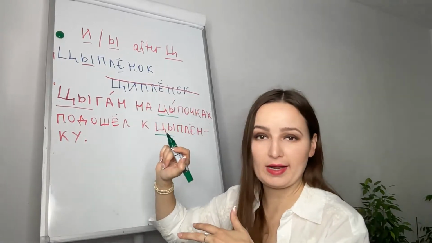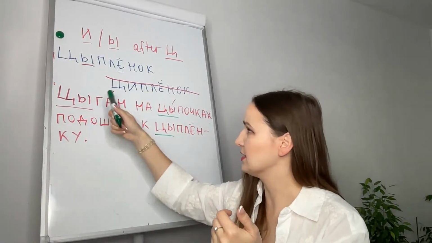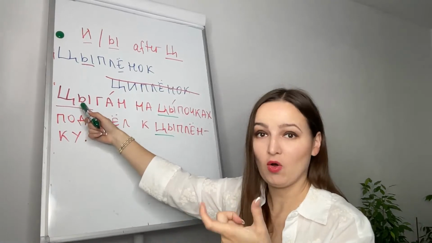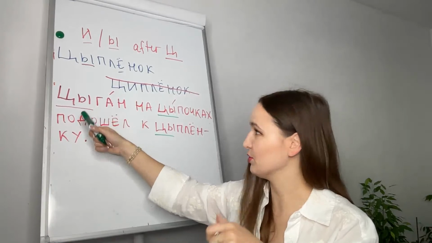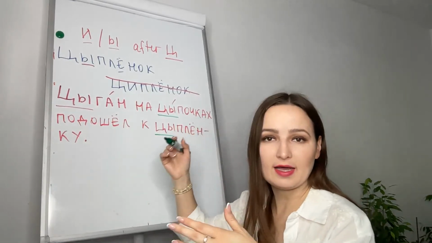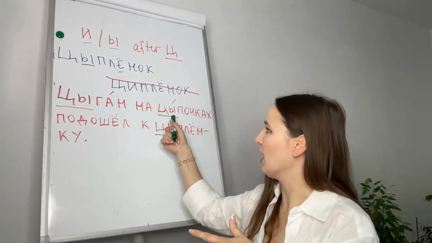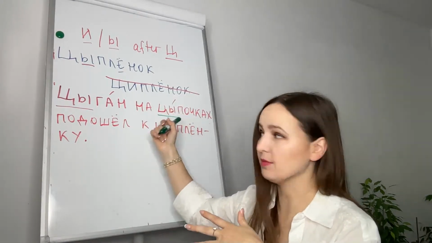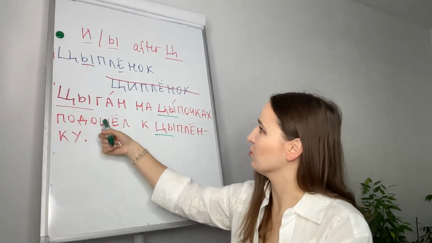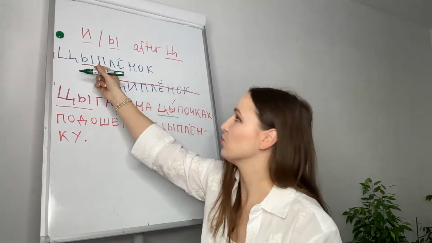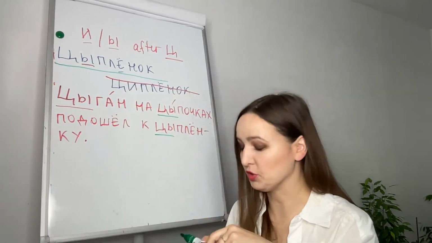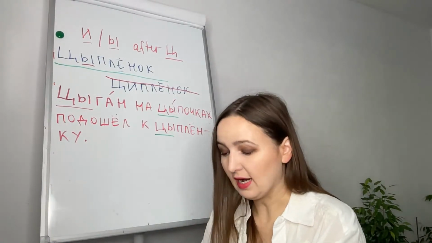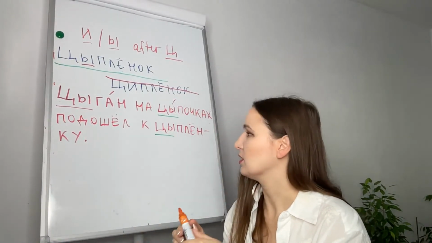If you memorize this phrase, you will know that цыган we write with «ы», although the rule says that we have to write it with «и», but this is an exception. На цыпочках, again, on tiptoe, we write with «ы» too. This is an exception. Подошел к цыпленку. And цыпленок, the correct way to write it is with the letter «ы», because this is an exception.